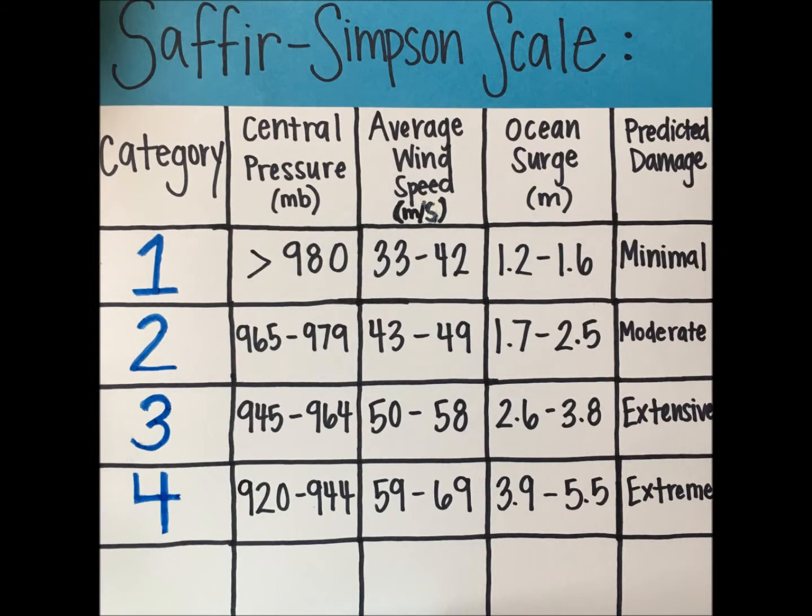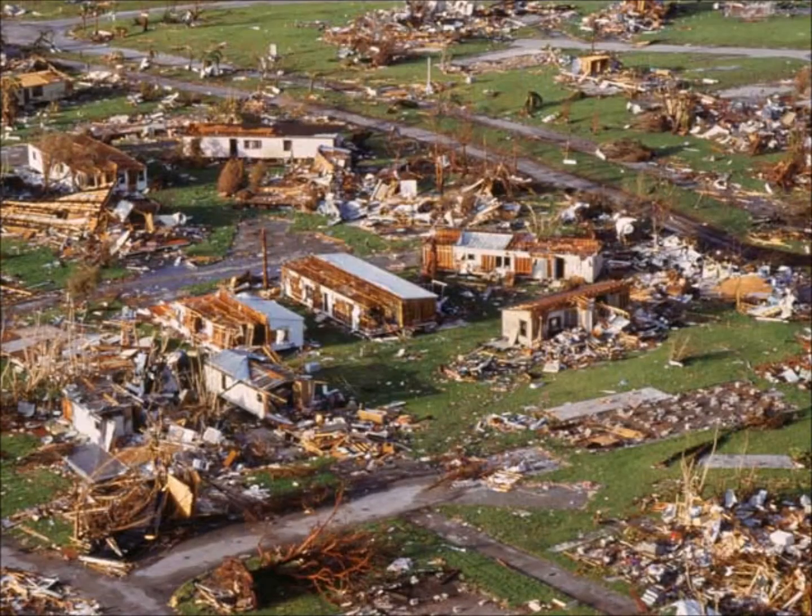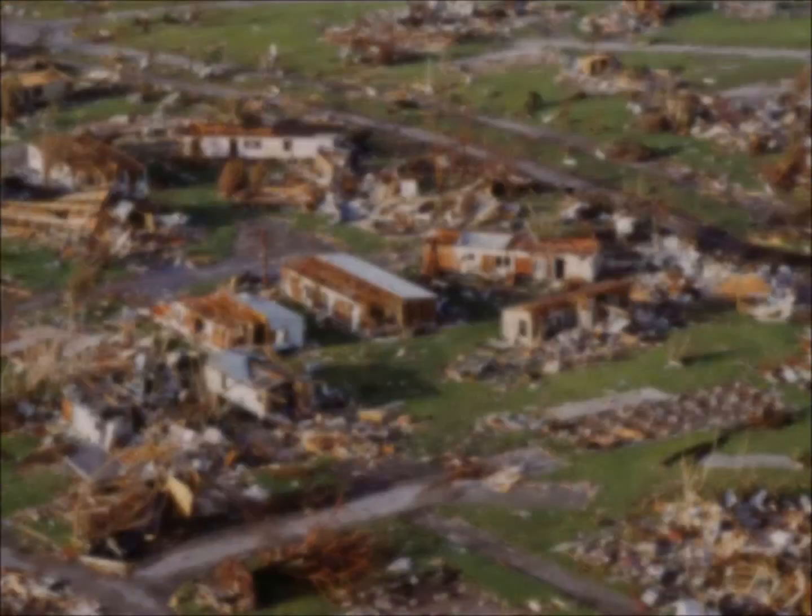Next in the classification is Category 4, with central pressures between 920 to 944 millibars, winds between 59 to 69 meters per second, and surge levels of 3.9 to 5.5 meters. Damage from these storms is extreme and often results in severe beach erosion and the need to evacuate residential areas inland up to 6 miles. Infamous Hurricane Andrew of 1992 is an example of this category of hurricane.